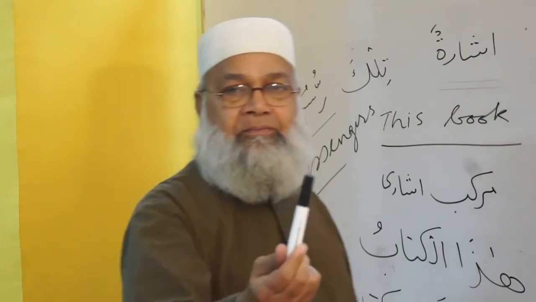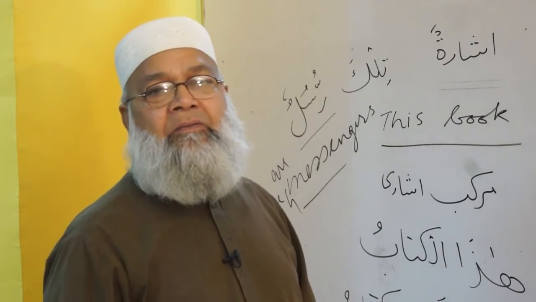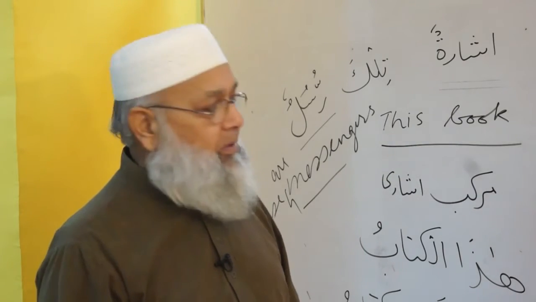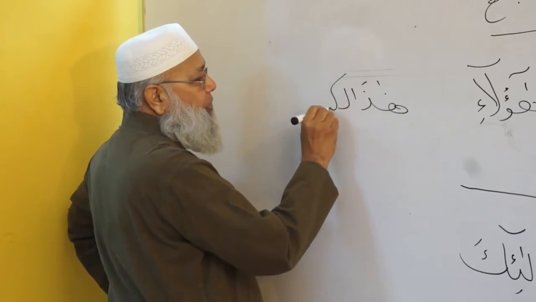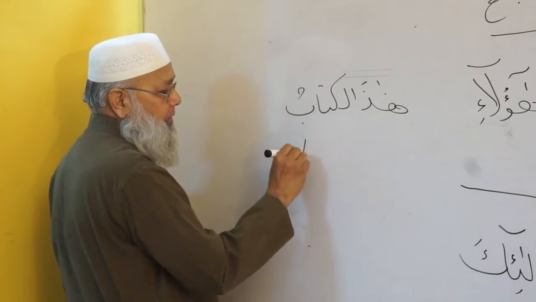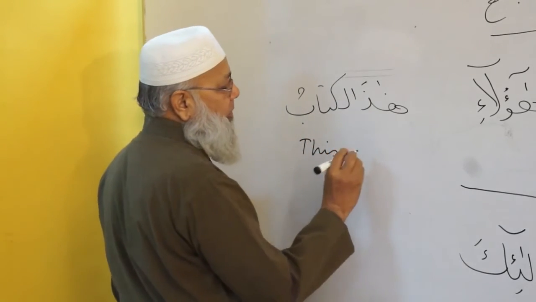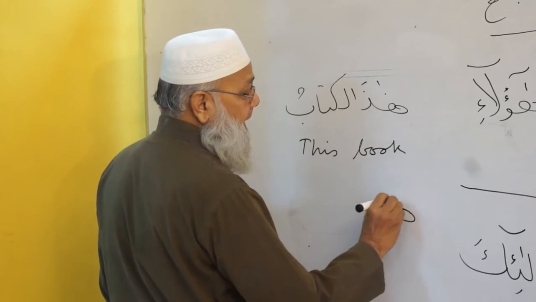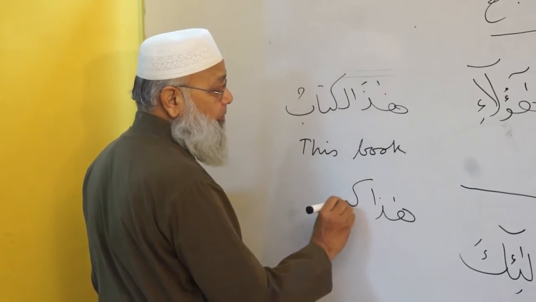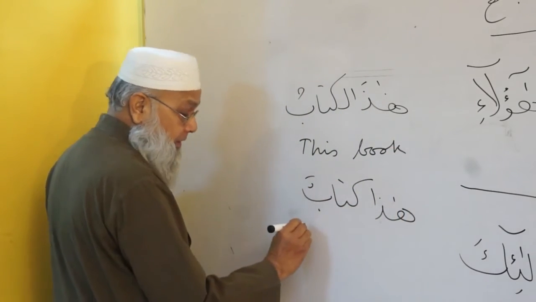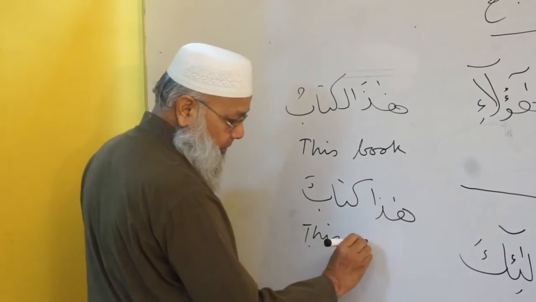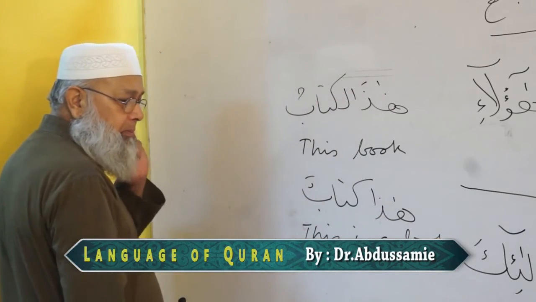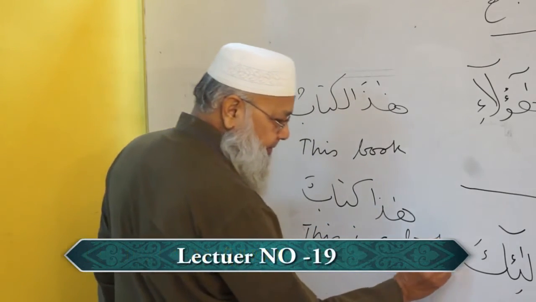Hadha qalamun. This is a pen. Now this is a complete sentence. Hadhal kitabu. This book. This is an incomplete sentence. This book. But hadha kitabun. This is a book. This is a complete sentence. This is a book.